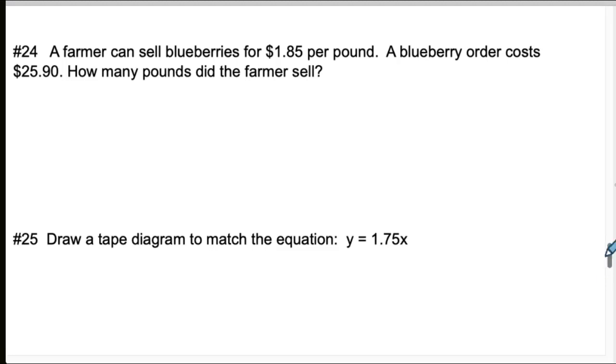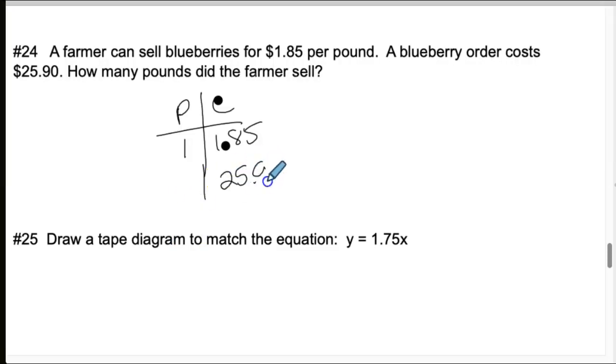Number 24. A farmer can sell blueberries for $1.85 per pound. A blueberry order cost $25.90. How many pounds did the farmer sell? Well, if we know we have pounds and we have cost, and they say that it can sell 1 pound for $1.85, how many pounds did they sell if they sold $25.90?